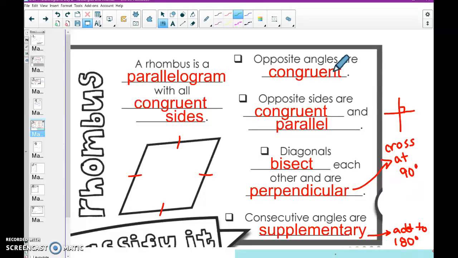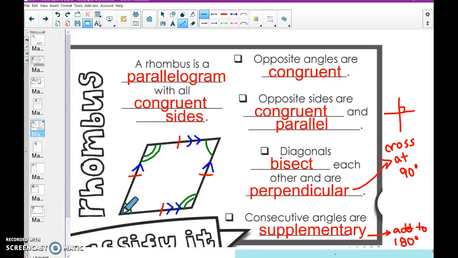The opposite angles are congruent. That means this and this are congruent. And doing double arches because they are not all congruent angles. It's not like a rectangle where they're all right angles. There are two sets of opposite angles. The opposite sides are congruent and they are parallel. So let's put our arrows. And just like the rectangle, we need two sets of parallel lines because you can't have four parallel lines meeting each other. That kind of defeats the purpose.